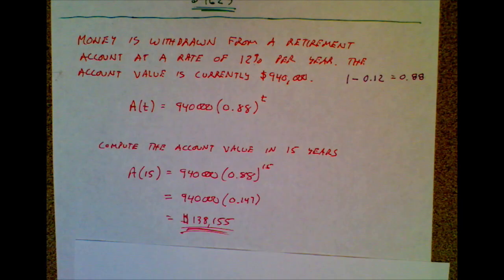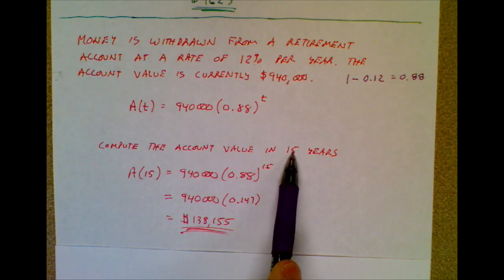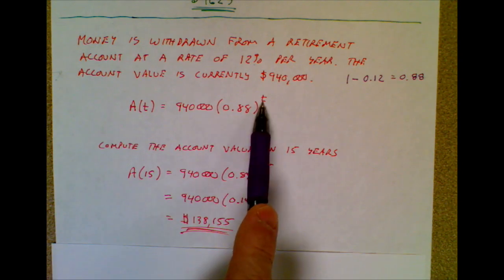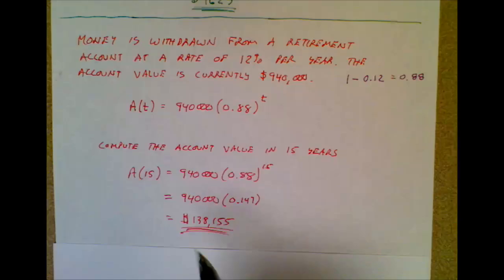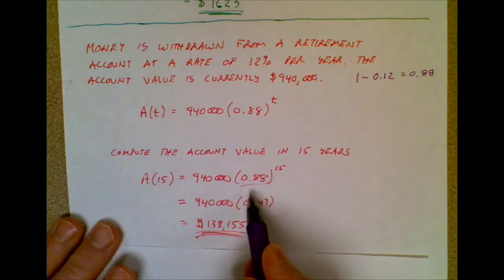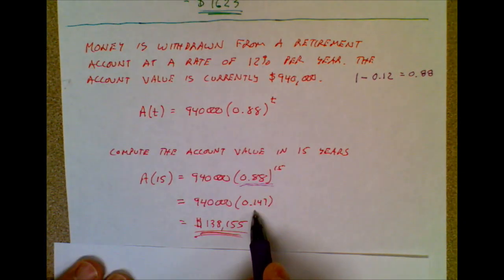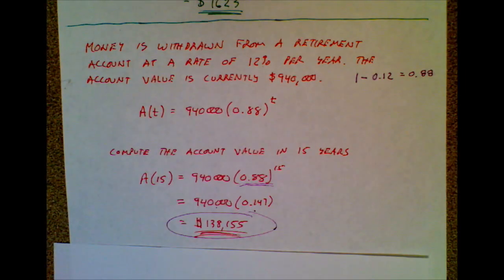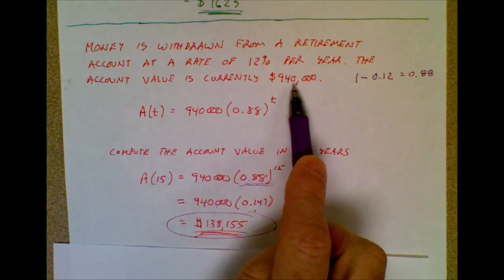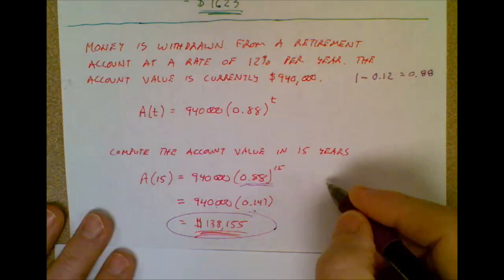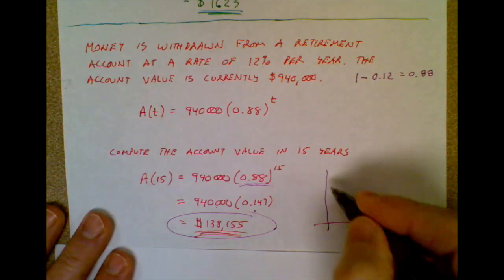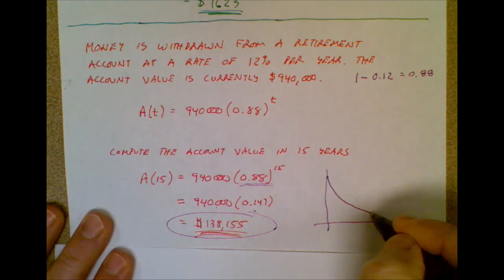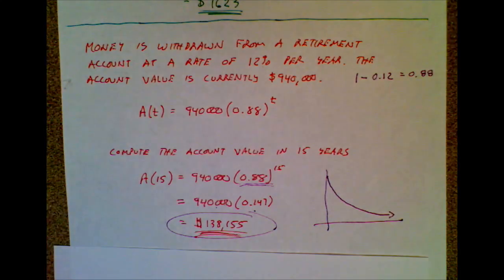So now if I want to figure out how much is in my account in the future, if I was interested in 15 years from now, I plug in a time or a year 15. Beautiful Princess PEMDAS says, go ahead and work this out first, then do your multiplying. And 15 years from now, my account that used to be at 940,000 is at about 138,000. I definitely experienced exponential decay or decline.